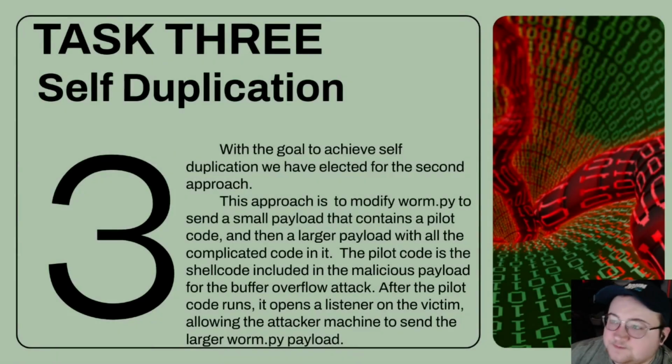Hi, it's Noah. For task 3, self-duplication, with the goal to achieve self-duplication, we have elected for the second approach, which is to modify the worm to send a small payload that contains a pilot code, and then a larger payload with all the complicated stuff in it. The pilot code is the shell code included in the malicious payload for the buffer overflow attack. After the pilot code runs, it opens a listener on the victim, allowing the attacker machine to send the larger worm.py payload.